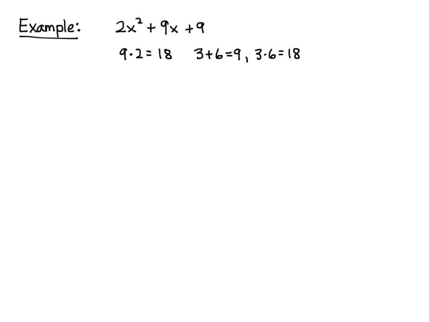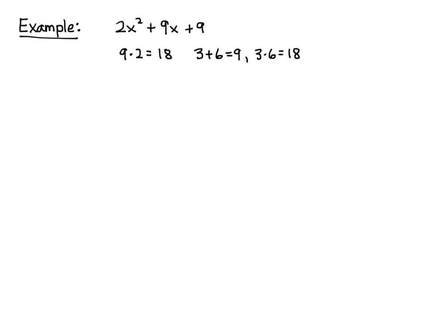Okay, so let me go through a couple of examples, and I'll put some negatives in there after this first one. All right, so the first step is 9 times 2 is 18. Well, 18 factors only a few ways. That's 1 times 18, 3 times 6, or 9 times 2, right?